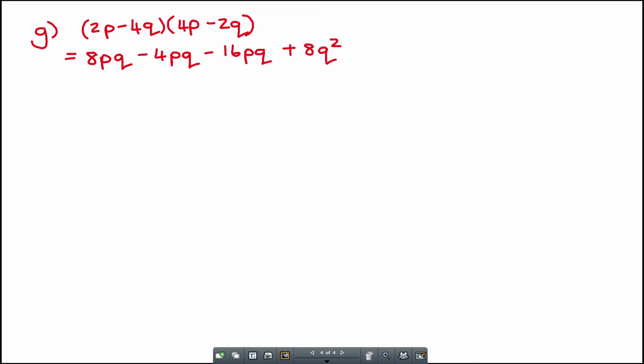Okay. Shh. Now you will see that they have PQ. So they are like terms. Okay, so 8 minus 4 gave me 4, sorry. Minus 16, so minus 20.